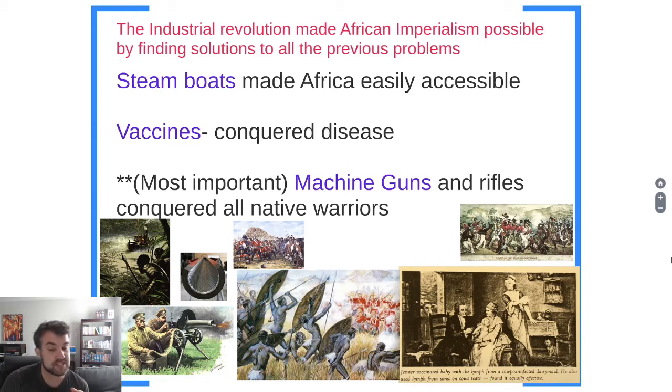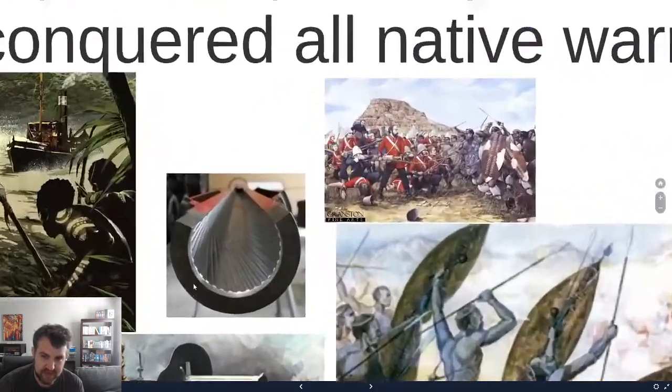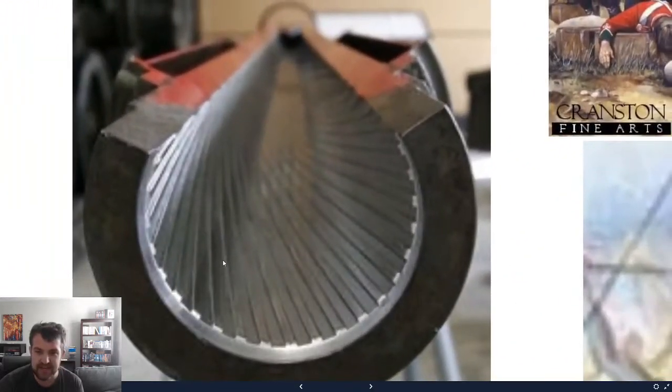But the most important thing that led to Europeans imperializing Africa were their new military developments. These industrialized Europeans created way better guns than anything before in world history. They especially created this technique called rifling. And here, I'll zoom in on it real quick. If you actually cut open the barrel of a gun, you'll see that it has this kind of spiral effect to it. It's sort of like when you throw a football, you got to throw it in a spiral.